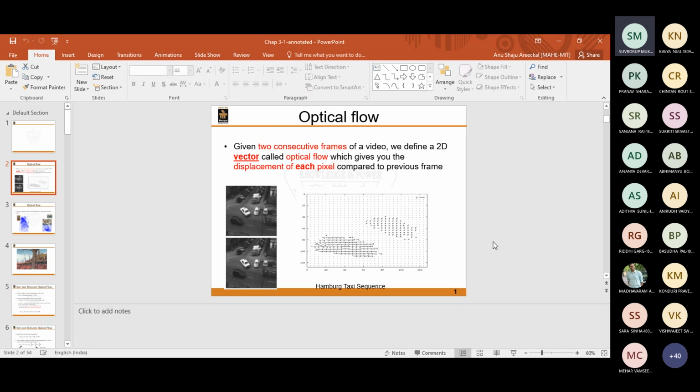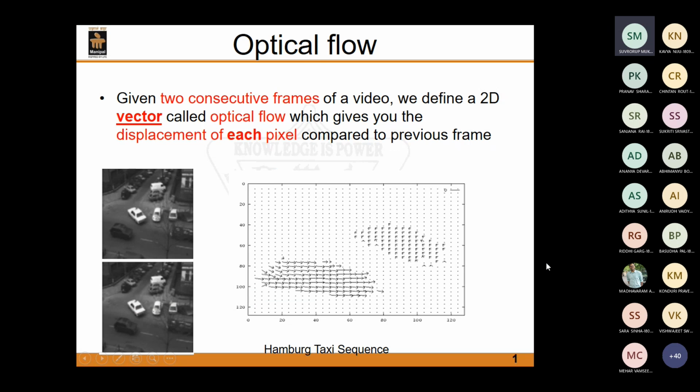I hope the PPT is visible. Now, we were discussing different tracking methods, right? So broadly, it can be classified as tracking by detection or tracking by matching.